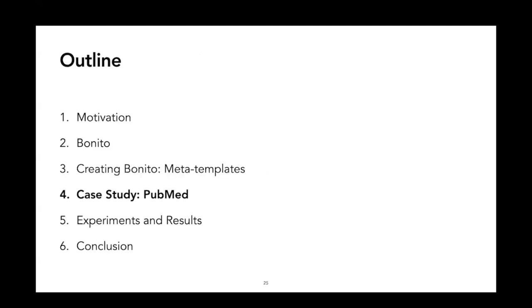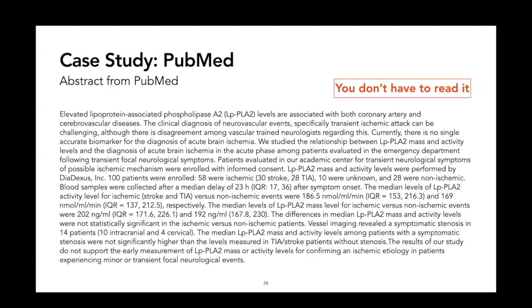Now let's look at a few example generations from Bonito. Here's an abstract from PubMed. You don't have to read it. And also, if you're not familiar with PubMed, it's a database containing biomedical and life sciences papers. What I want you to do is pay attention to the complexity of this paragraph. As you can see, it's incredibly complicated.